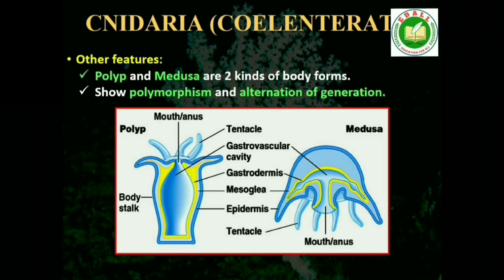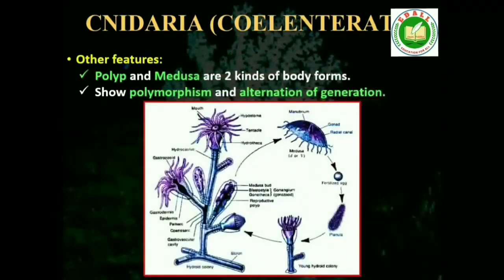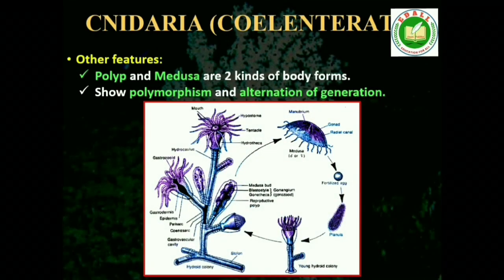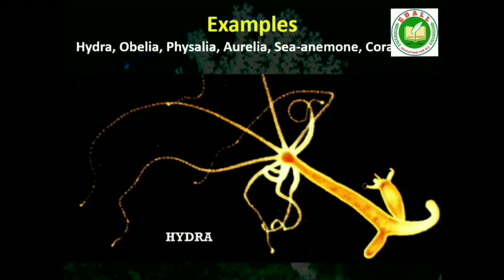Cnidarians exhibit two basic body forms called polyp and medusa. The former is a sessile and cylindrical form like Hydra, Adamsia, etc., whereas the latter is umbrella-shaped and free-swimming like Aurelia or jellyfish. Those cnidarians which exist in both forms exhibit alternation of generation, metagenesis, that is, polyps produce medusae asexually and medusae form the polyps sexually, for example Obelia. Examples: Physalia, also called Portuguese man-of-war, Adamsia, also called sea anemone, Pennatula, also called sea pen, Gorgonia, also called sea fan, and Meandrina, also called brain coral.